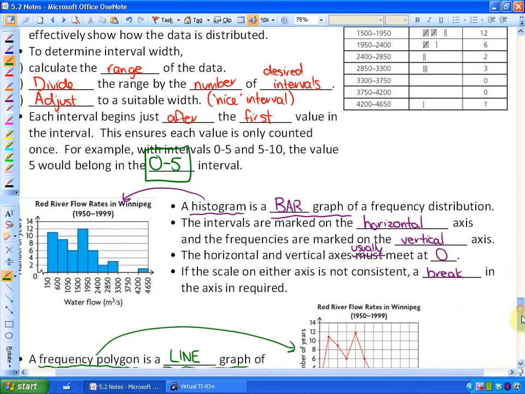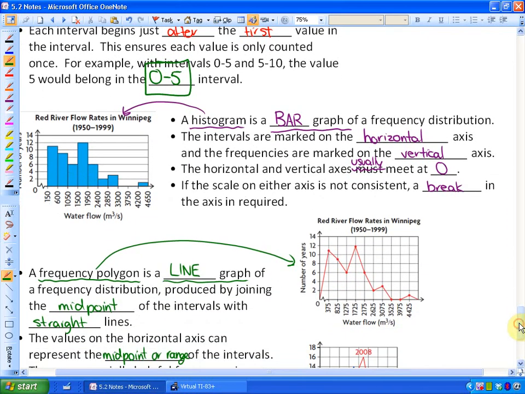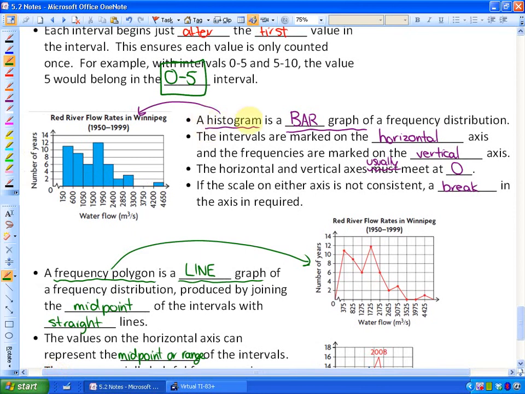A few more key ideas. A histogram is a bar graph of a frequency distribution. The intervals are marked on the horizontal axis, so you put the intervals on the horizontal axis, and the frequencies on the vertical axis. The horizontal and vertical axes usually meet at 0. If the scale on either axis is not consistent, so if you're not going up by a consistent scale, so you see here it jumps from 0 to 150, and then goes up by 450s consistently, you have to have a break, just like it's here.